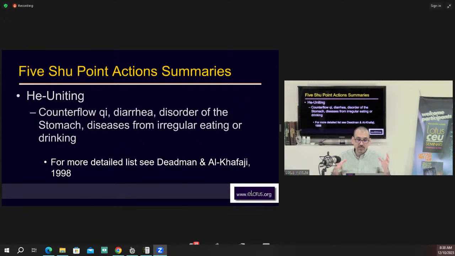Counterflow qi, why? Because the word he means to come together. So this is why, again, I said yesterday, please stop saying he si points. The word he in Chinese does not mean sea or ocean. The image, of course, of all of the waters coming together is the sea or the ocean. So if you understand that's what the image is, then you can say he si. If you don't understand what that image is and you don't understand why they call it a sea, then just forget about it. It was a bad translation. The word he means to unite or to come together.